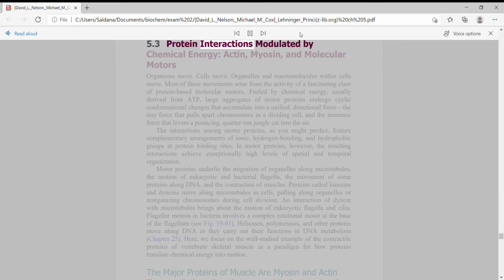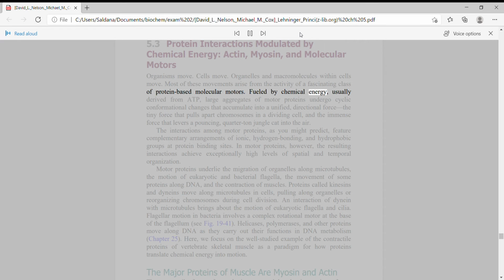5.3 Protein interactions modulated by chemical energy: actin, myosin, and molecular motors. Organisms move. Cells move. Organelles and macromolecules within cells move. Most of these movements arise from the activity of a fascinating class of protein-based molecular motors.